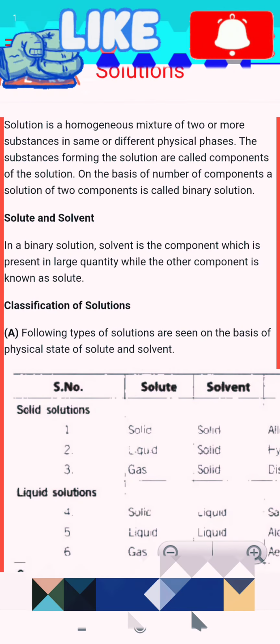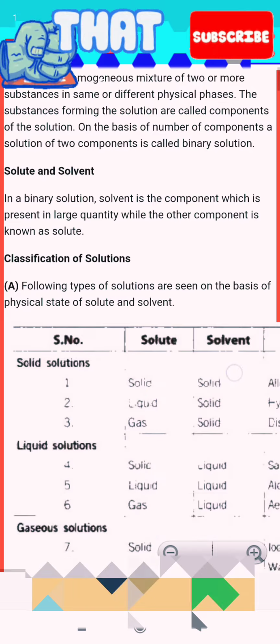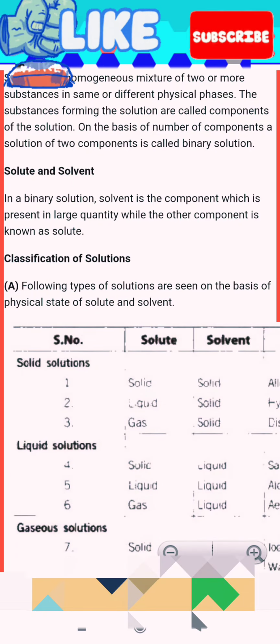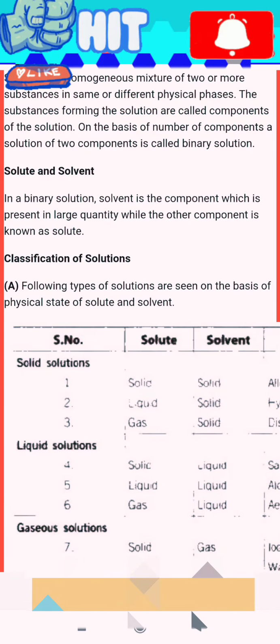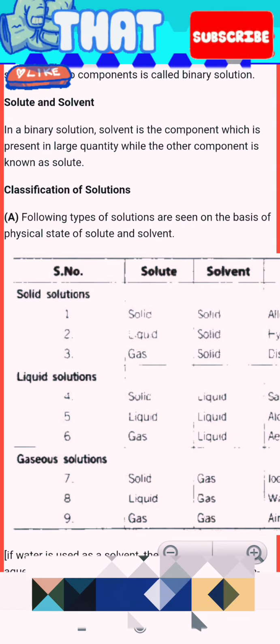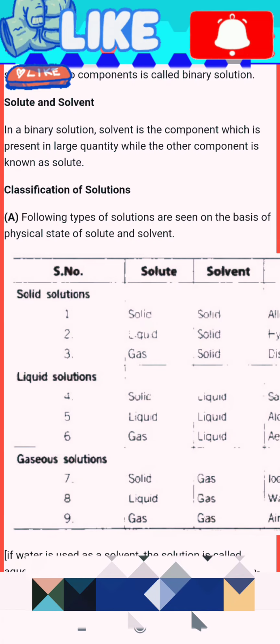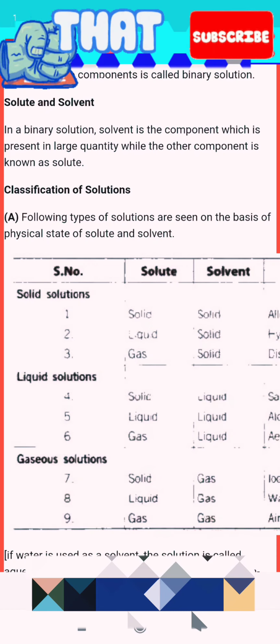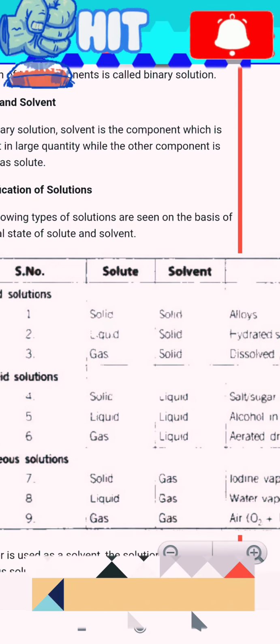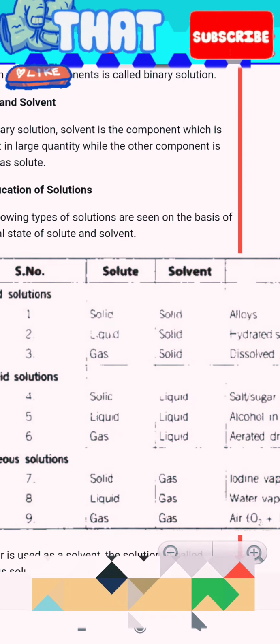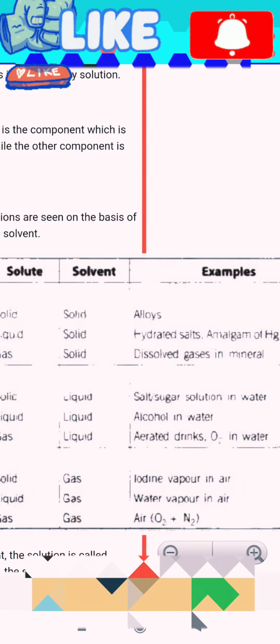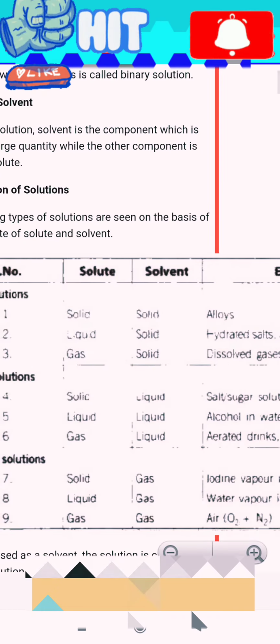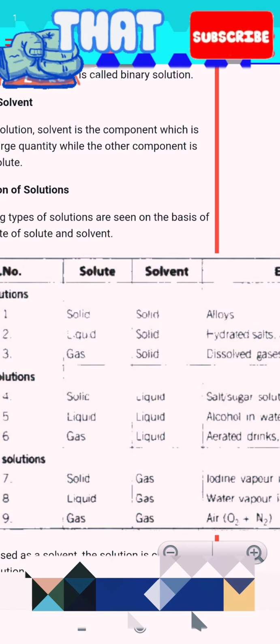Classification of solutions. We have different types of solutions on the basis of their physical state of solute and solvent. We can classify solid solutions, liquid solutions and gaseous solutions. Solid solutions have three conditions. If solute is solid and solvent is also solid, such examples are alloys. Alloys contain both solute and solvent in solid state.